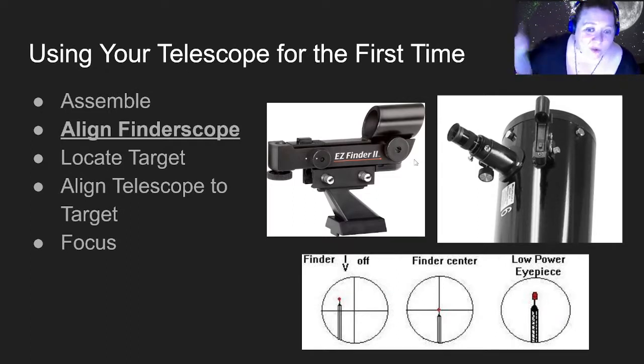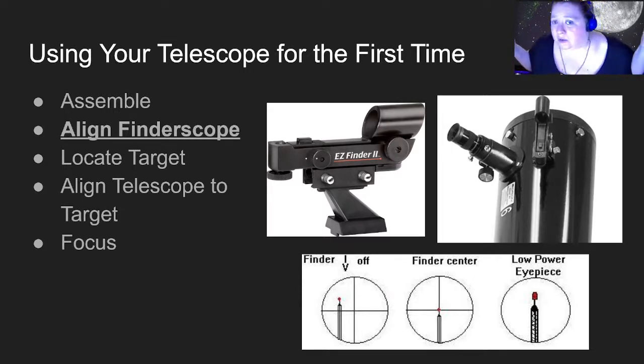But when you first get started, you're going to have to align everything up, and you're going to have to align the finder scope with the telescope view. There are instructions on how to do that. I would recommend just being patient. And if you have trouble with this sort of thing, if you're struggling to get your finder scope set up and aligned, you can always reach out to us and we can help with that as well.